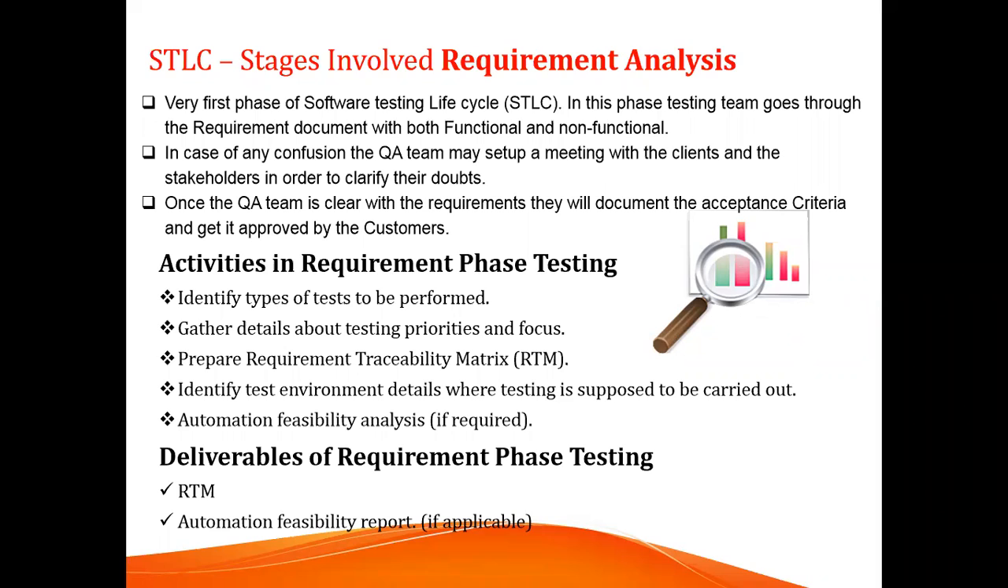So this is the entry criteria. We'll come back to the exit criteria. If you go to the exit criteria, it will be the RTM, which is what we talked about now, the requirement traceability matrix, as well as the automation feasibility report. I will tell you why we need to do this automation feasibility report.